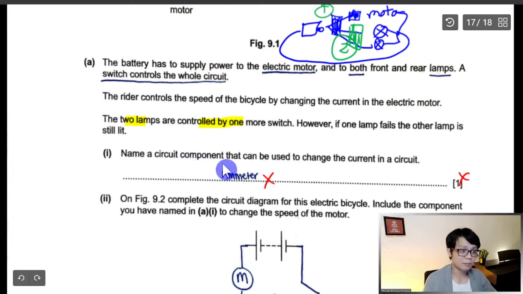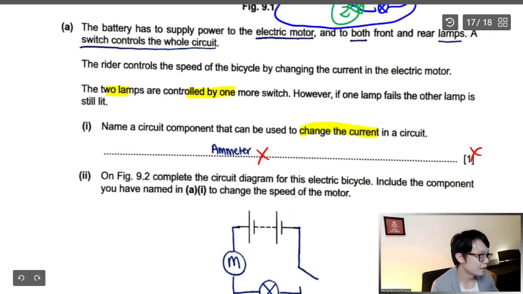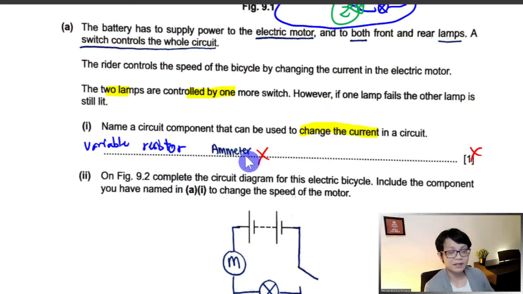Name a circuit component that can be used to change the current. Change the current. So what is the answer? Of course the answer will be variable resistor. Okay, variable resistor. To change the current. Ammeter is to measure the current, and voltmeter is to measure the voltage. Resistor is to reduce the current.